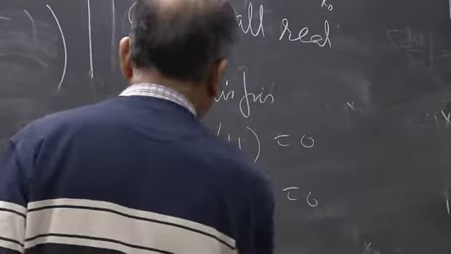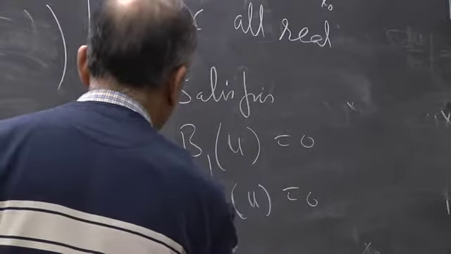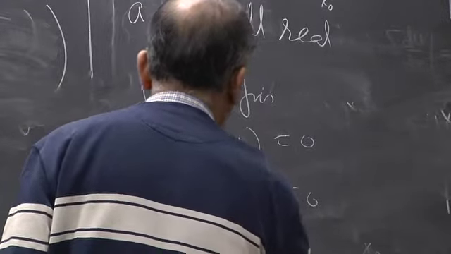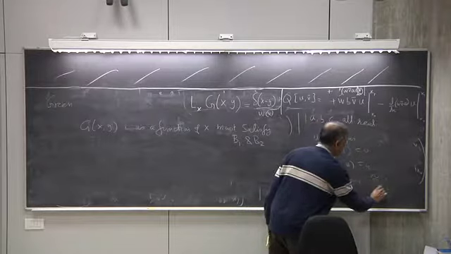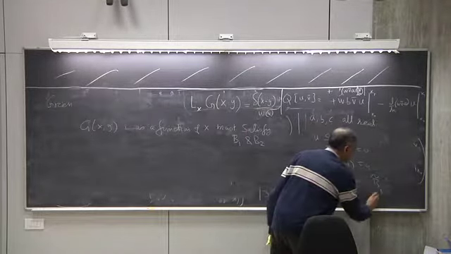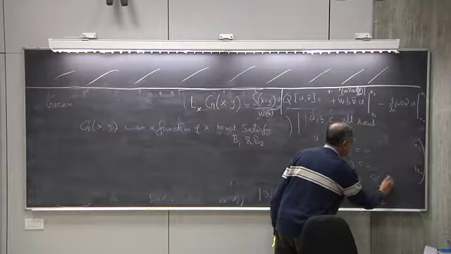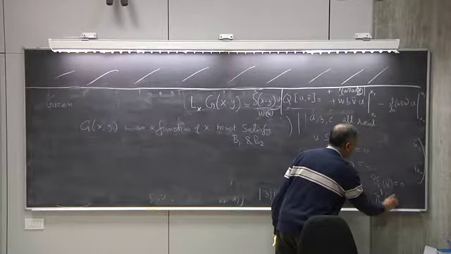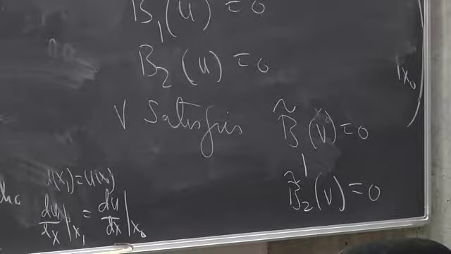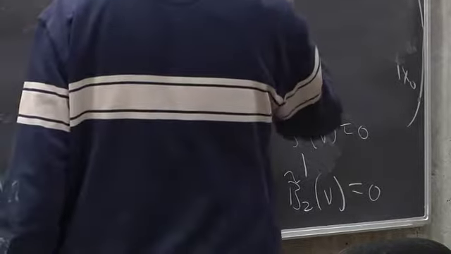And the adjoint boundary conditions, I will write as B1 tilde and B2 tilde, which in general will be different from B1 and B2. B1 tilde of V equal to 0, B2 tilde of V equal to 0. Those are the boundary conditions.